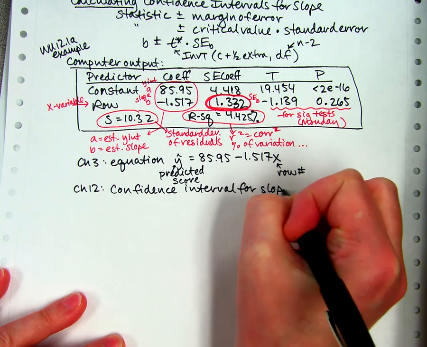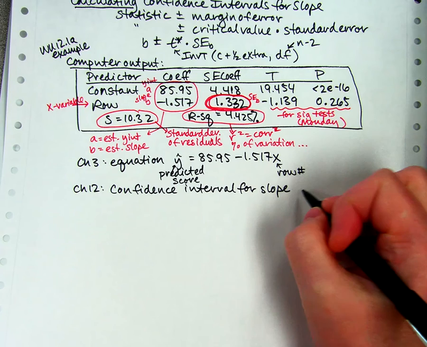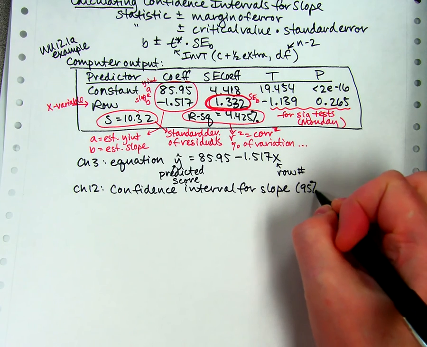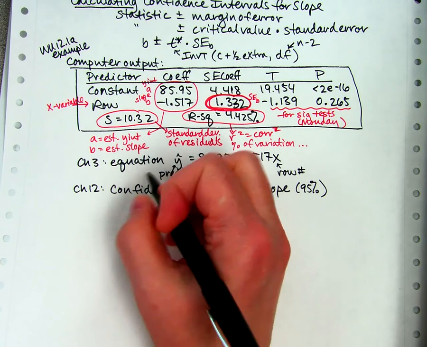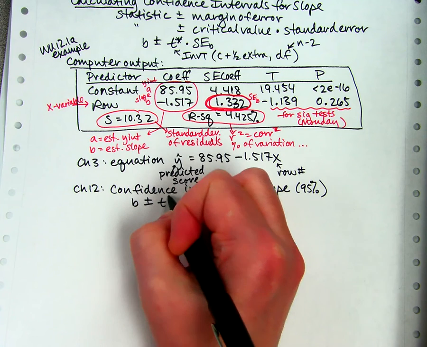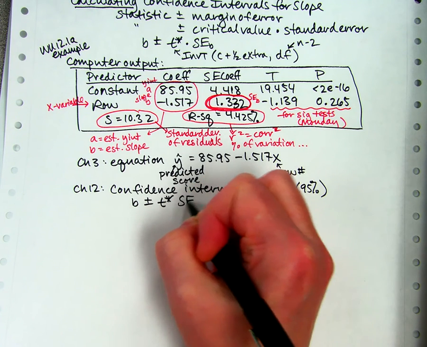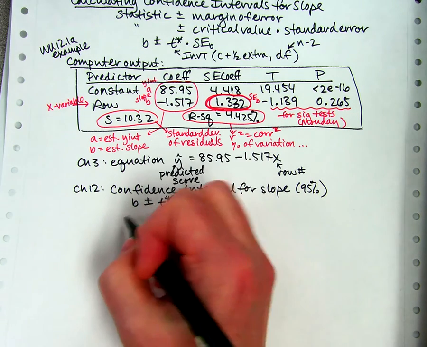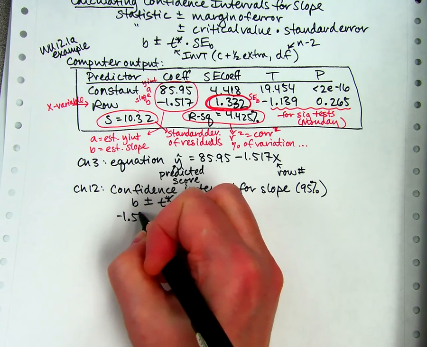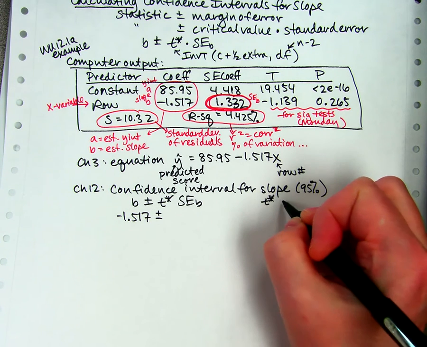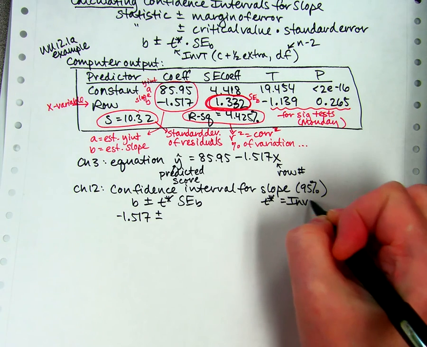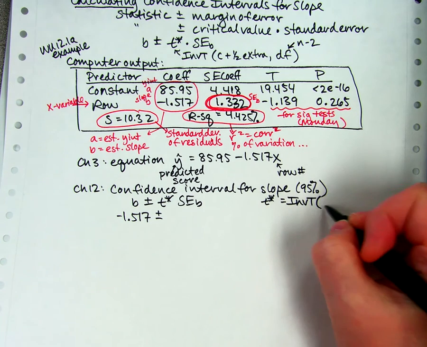So let's do that. Confidence interval, let's do 95% because it's the most normal one, most usual. So we're going to start with our B plus or minus T star times SEB. That's my formula. B, I read off of the table. It is negative 1.517 plus or minus. I need to find T star, so let's do that over to the side. It is inverse T. 95%, 0.95 plus half the extra is 0.975.